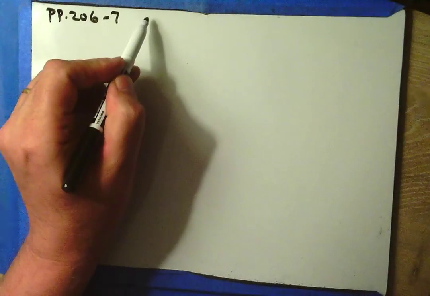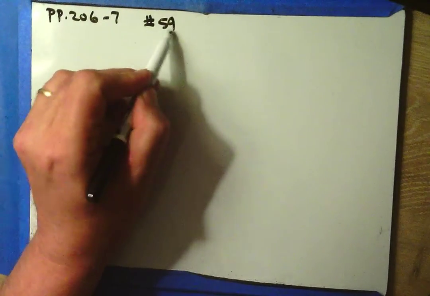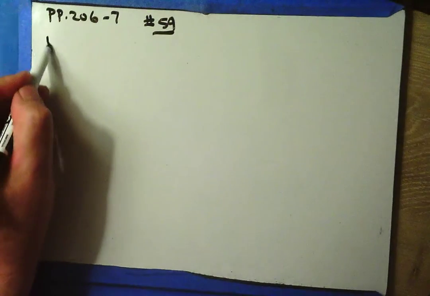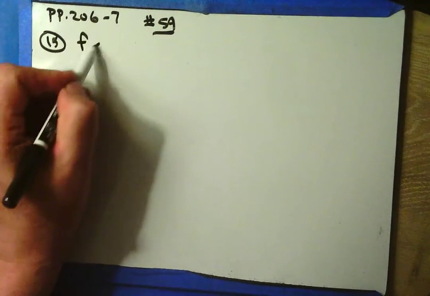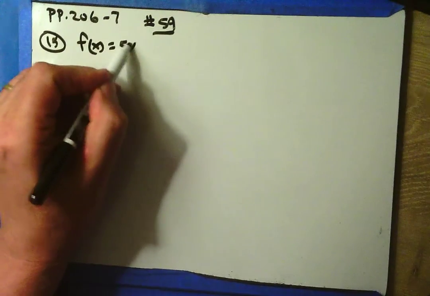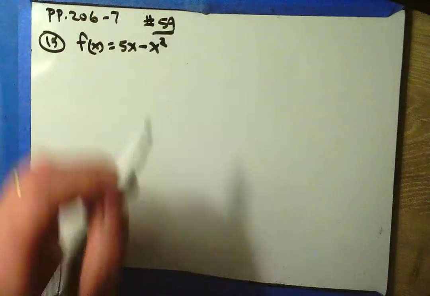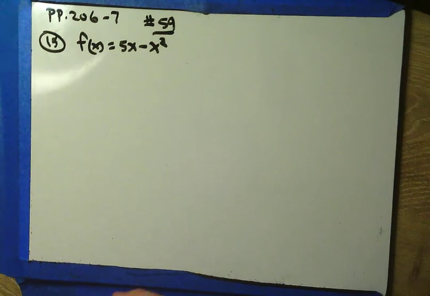Our problems start on page 206 and 7. This is assignment number 59, and we're starting with problem number 15. F of x equals 5x minus x squared. And we're asked to find part A, any local extrema, part B, where the function is increasing, and part C, where the function is decreasing.